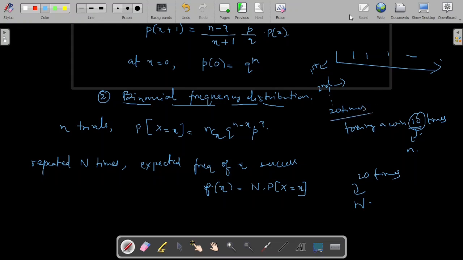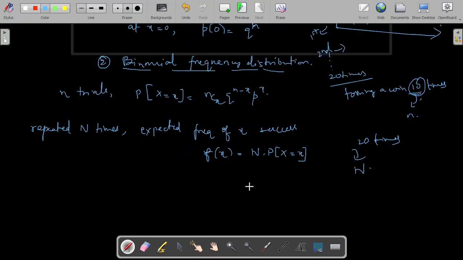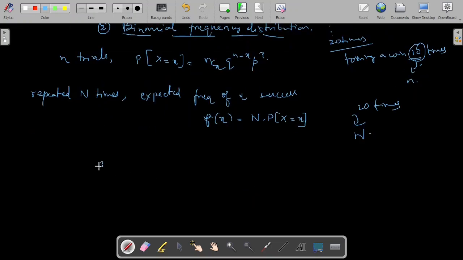In that case we get the expected frequency of getting x successes. It is denoted like this, where the probability value is multiplied with capital N. That gives you the expected frequency of x successes. Now, third step, you have to fit a binomial distribution.